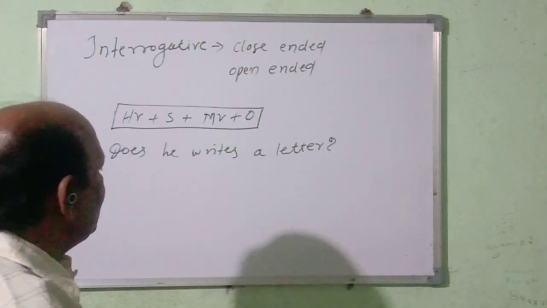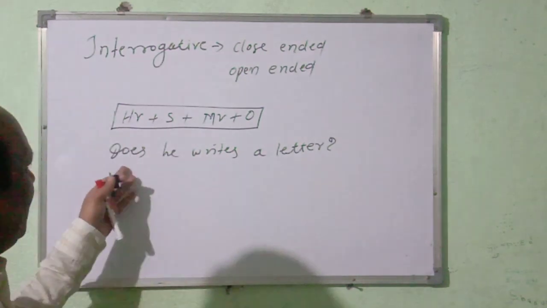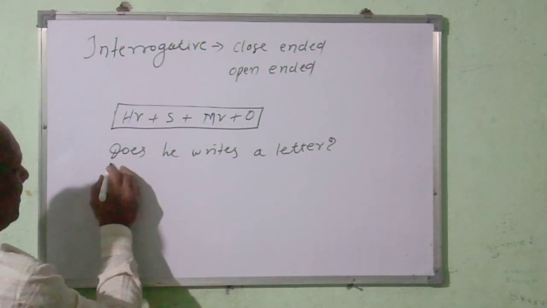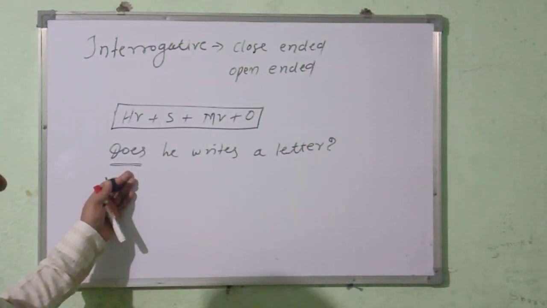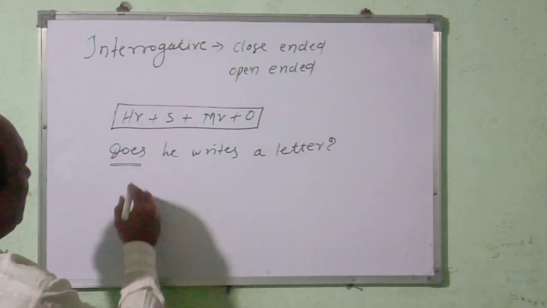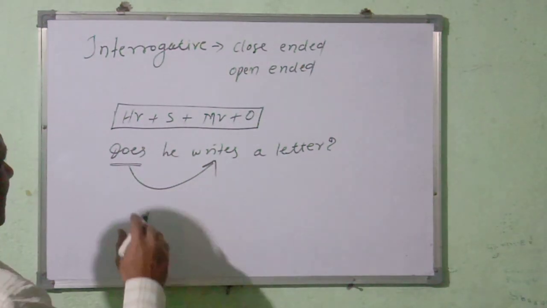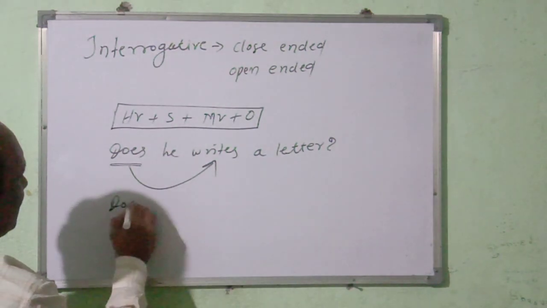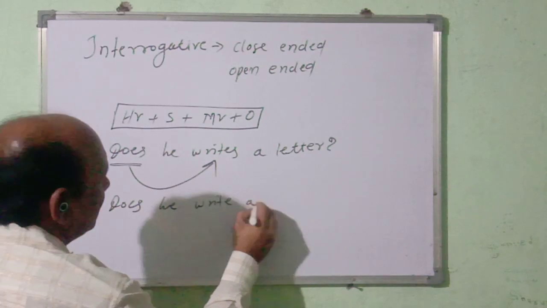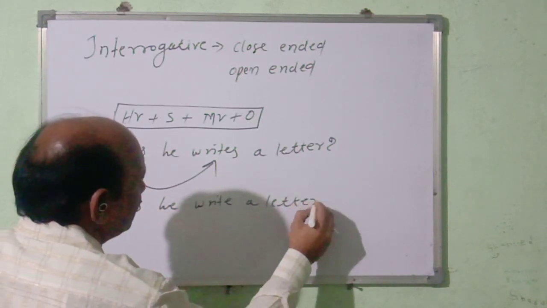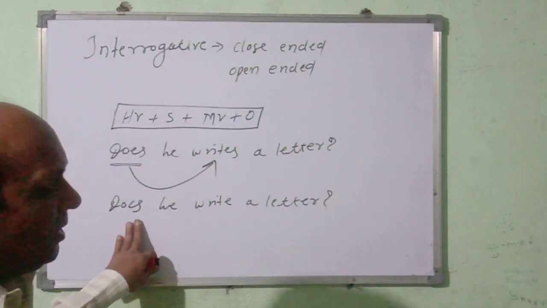Now in our previous lecture, I have made it clear: when you are adding s or es with the first verb, there is no need to add s or es with another verb. So what is the correct sentence? Does he write a letter? Are you getting it or not? This is the close-ended question.